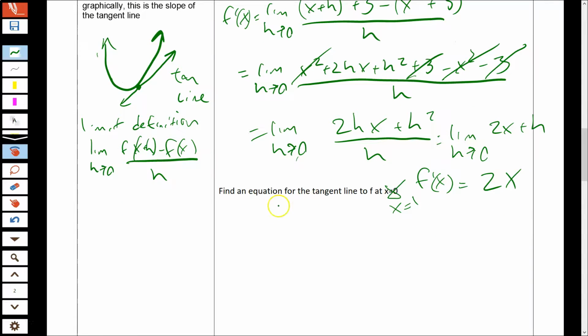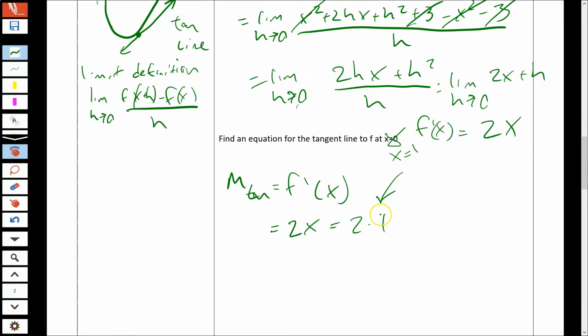So let's find the equation of this line now. So remember we said that the derivative is the slope of the tangent line. Well, in this case, that's 2x, which in this case is 2 times 1. So I plug in that x equals 1, it's what I'm given. So the slope of my tangent line is 2, right? We know an equation for a line is y equals mx plus b. So I plug in that 2. And remember, you know this from your work in your previous math course.